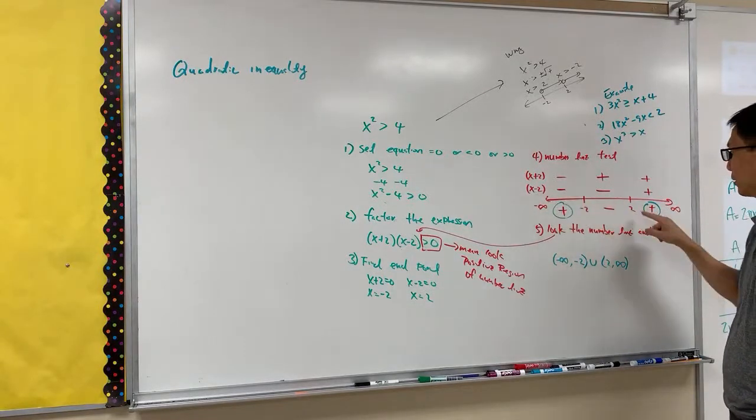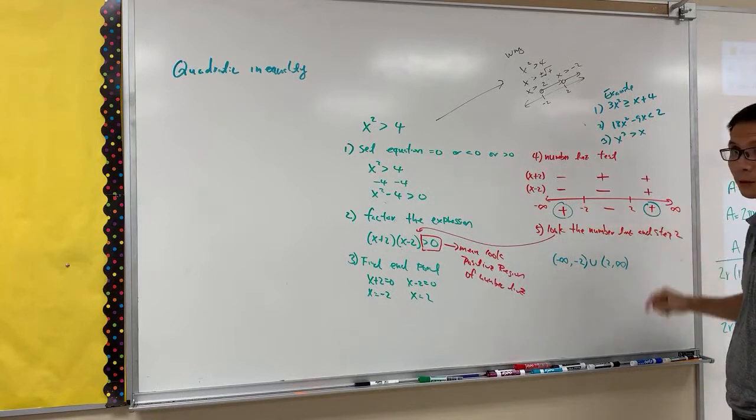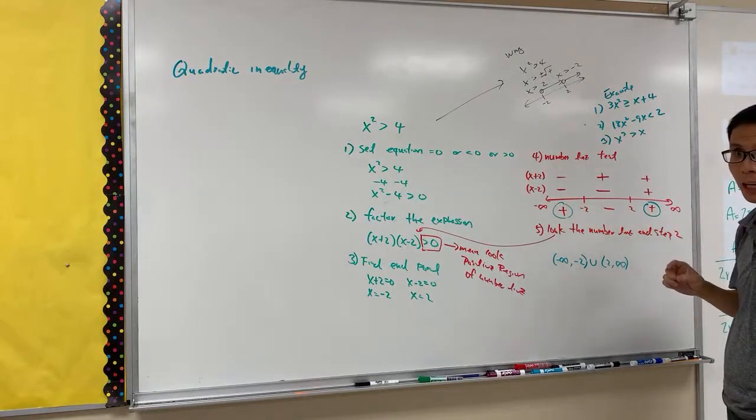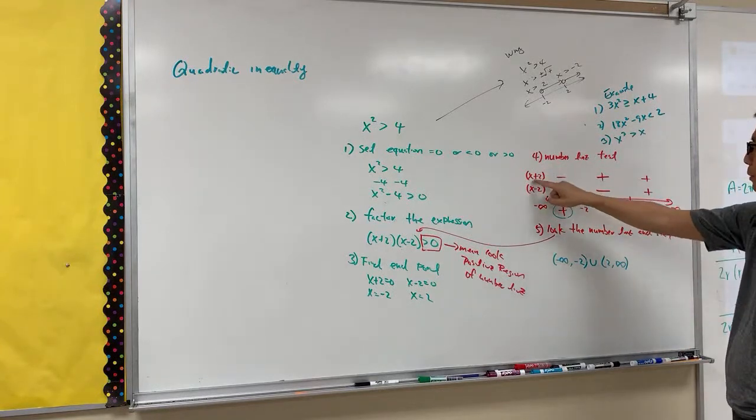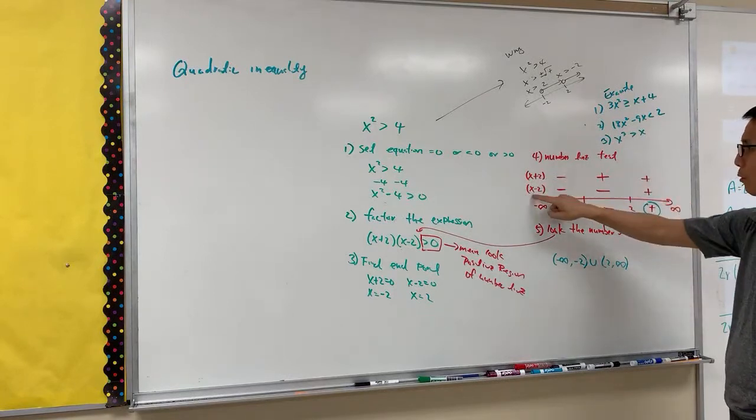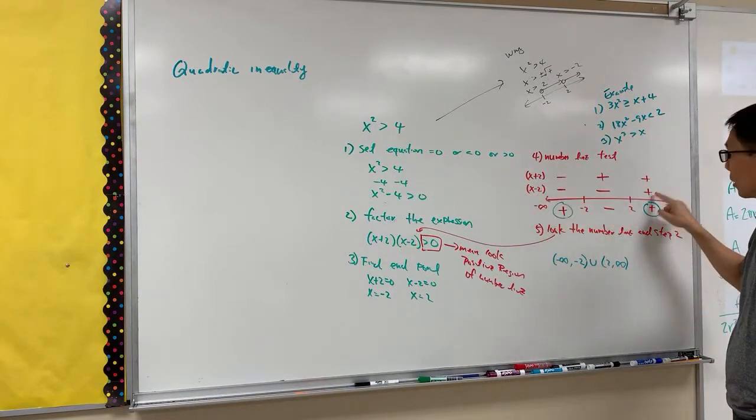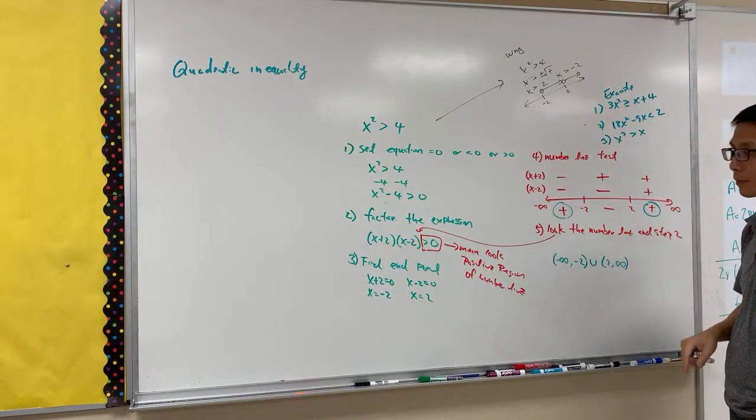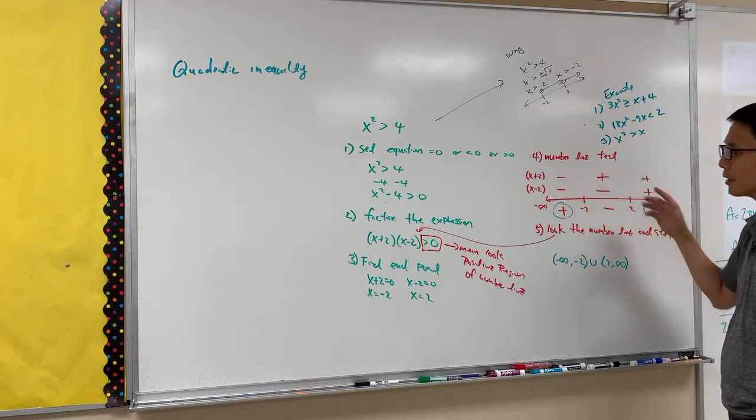Now plug in a value between 2 and infinity. What value are you going to plug in? 4. Good. 4 plus 2 is positive. 4 minus 2 is positive. Positive times positive is positive. Now you have the number line set up, but it's not the answer yet.